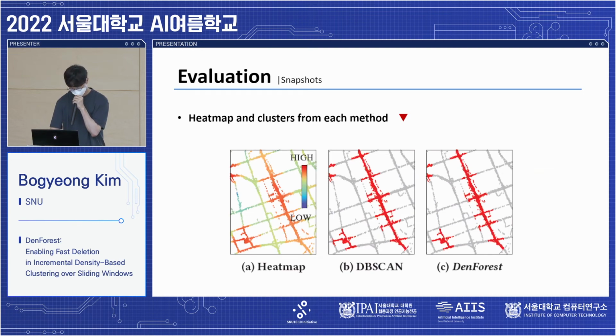Here is a snapshot of the clusters detected by DBSCAN and DenForest, along with the heat map. We can see that both algorithms can detect the dense regions or hotspots well, and they produce very similar clustering results. Therefore, DenForest can produce good quality clusters with very low computational cost.